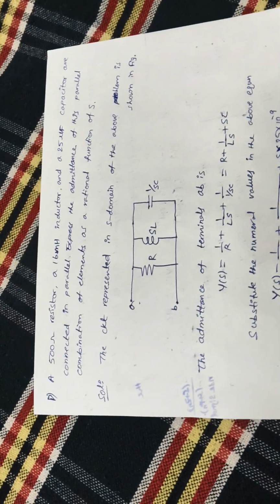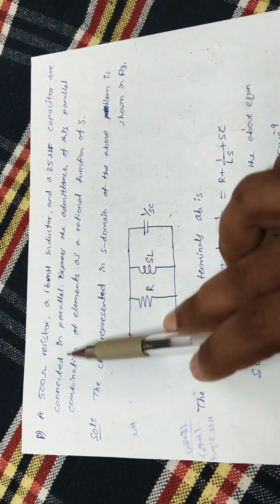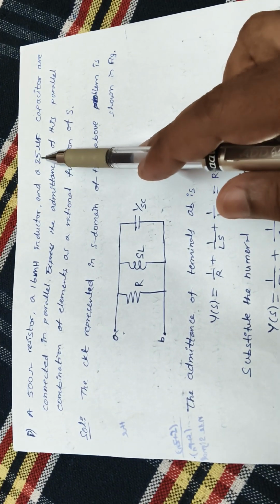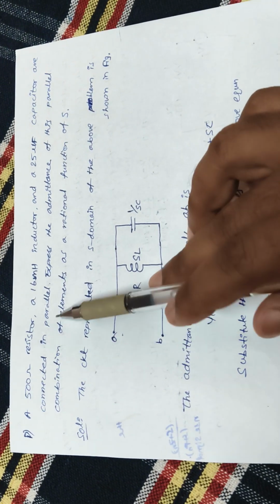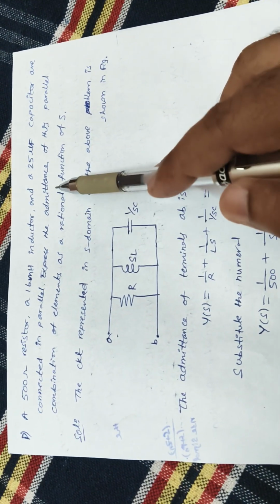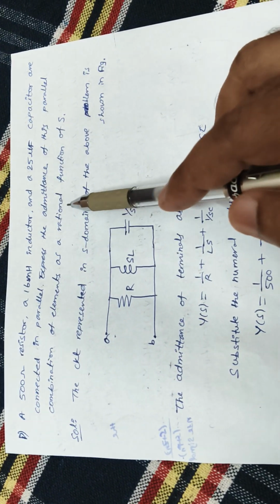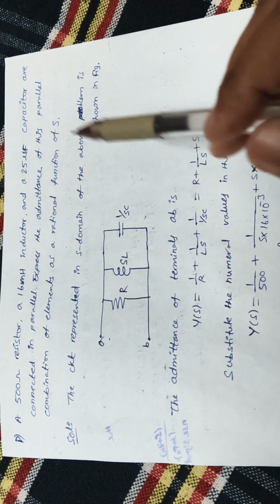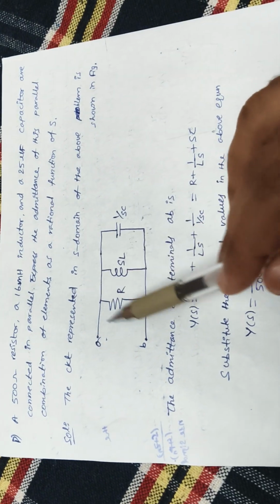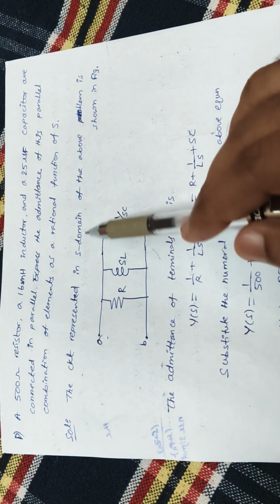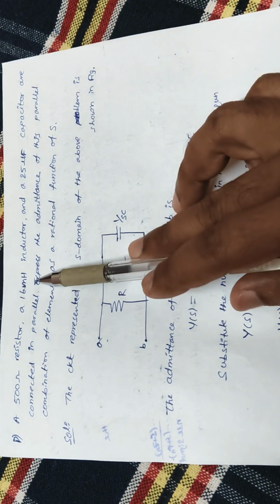Let us see with the problems. A 500 ohm resistor, 16 millihenry inductor and 25 microfarad capacitor are connected in parallel. Express the admittance of this parallel combination of elements as a rational function of s. You try to get that admittance function, right? Circuit represented in S domain of the above problem.